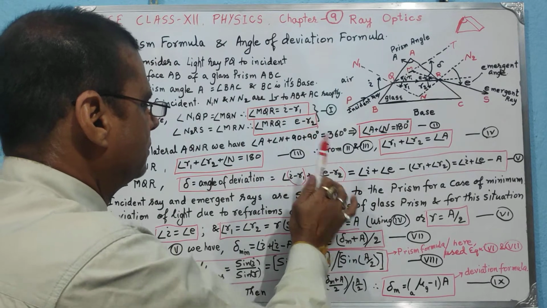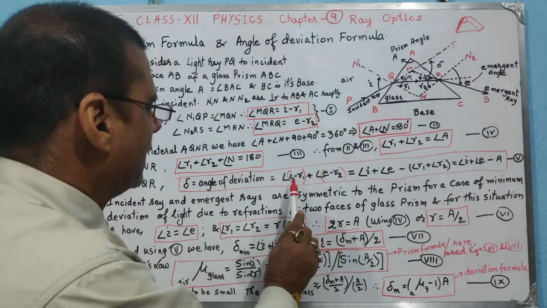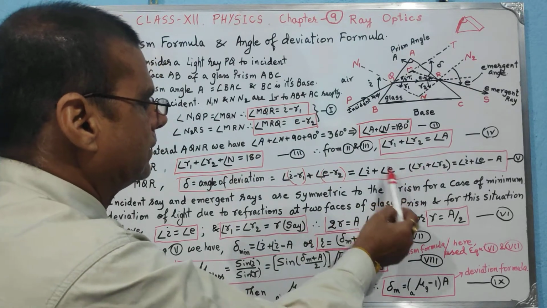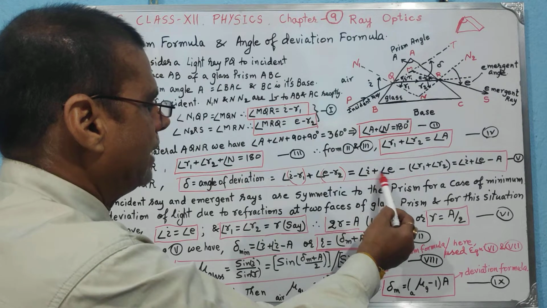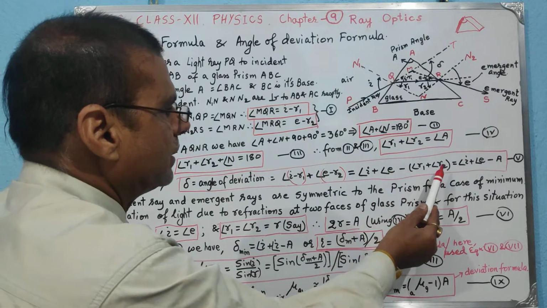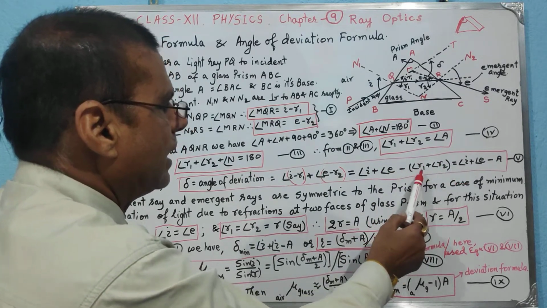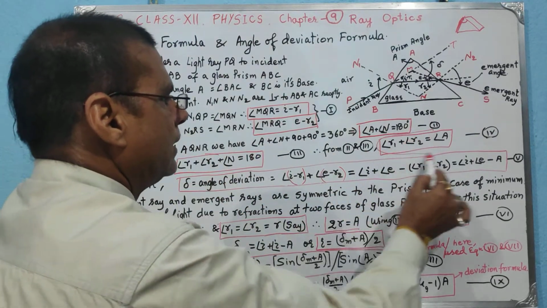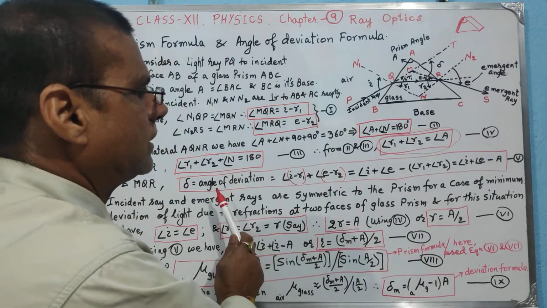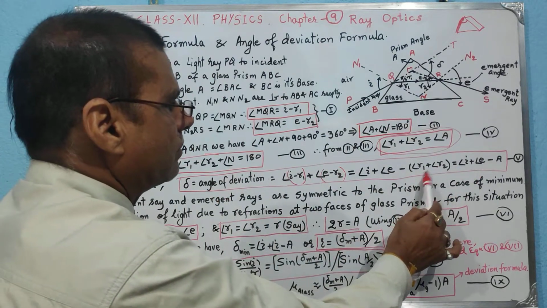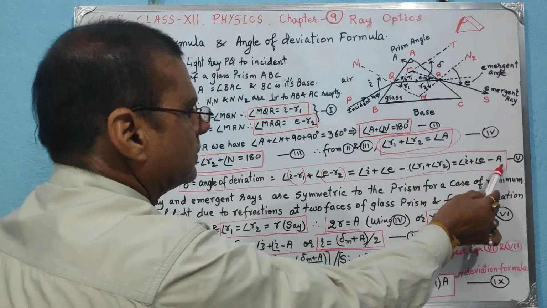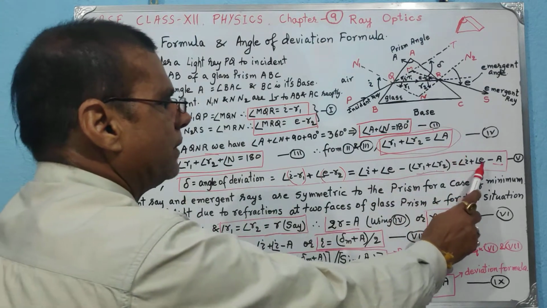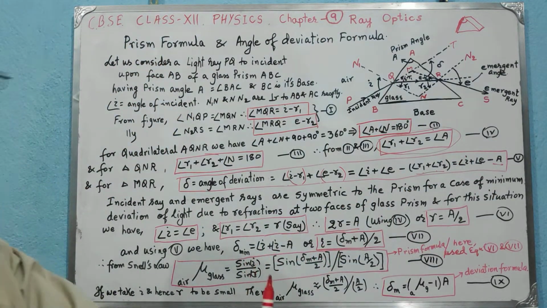If we now collect I and E together and R1 and R2 together, and take the minus sign common, we have delta equal to I plus E minus (R1 plus R2). And for R1 plus R2 we have angle A, equation 4. So for R1 plus R2 we write A, and that means delta equals I plus E minus A. We call it equation number 5.